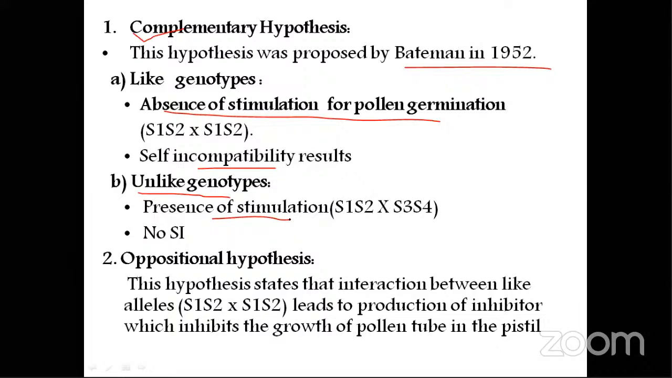So like genotype means here you can see this is the genotype of one parent, that is S1 S2, and this is the genotype of the other parent, that is S1 S2. Both are similar, that's why there is absence of stimulation for pollen germination. That's why the incompatibility is occurring. But here you can see S1 S2 is there in one parent and S3 S4 alleles are there in another parent. That's why you can see there is no incompatibility and success of pollen germination is there.